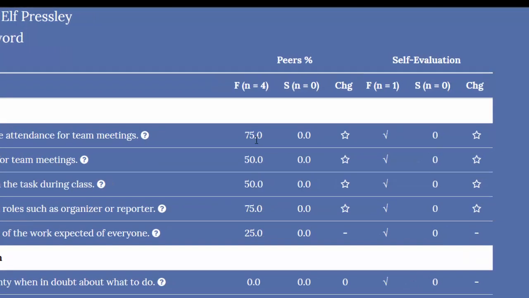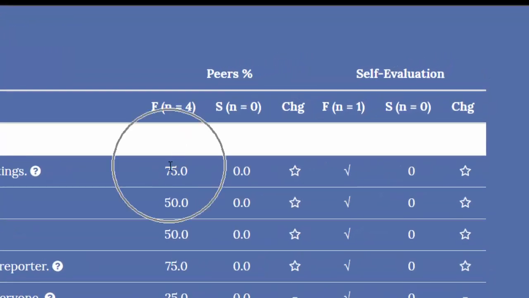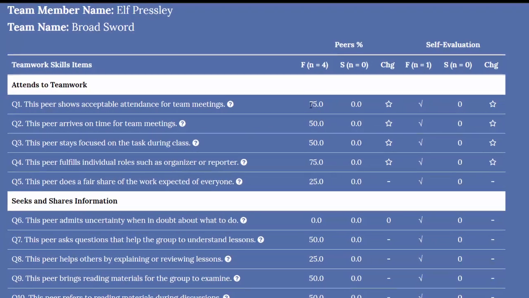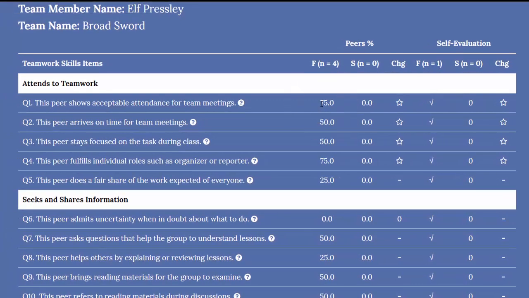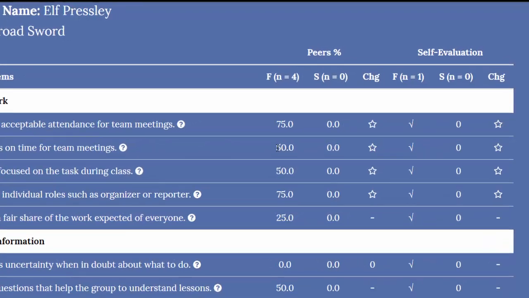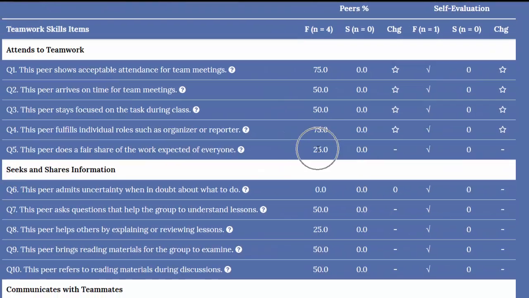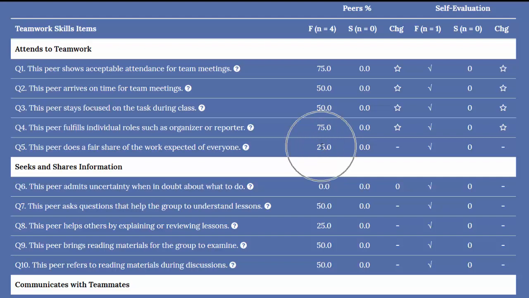So, therefore, if there's 4 people in a team and 75% gave him credit for demonstrating team skill 1, which is here, that means 3 of the 4 felt that he demonstrated that team skill adequately. If there's 50%, that would mean 2 out of the 4. All right. If there's 25%, that means one out of his 4 peers felt that he demonstrated that.